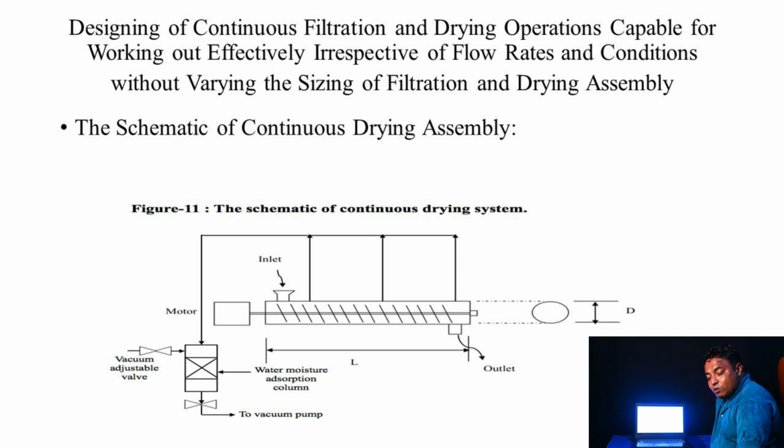And if we want to reduce the drying rate, then we have to reduce the strength of the vacuum inside the screw conveyor dryer, and it can be done by increasing the opening of the vacuum adjustable valve. In such a way, the drying rate can be adjusted. It can be increased or decreased without varying the sizing of the drying system.